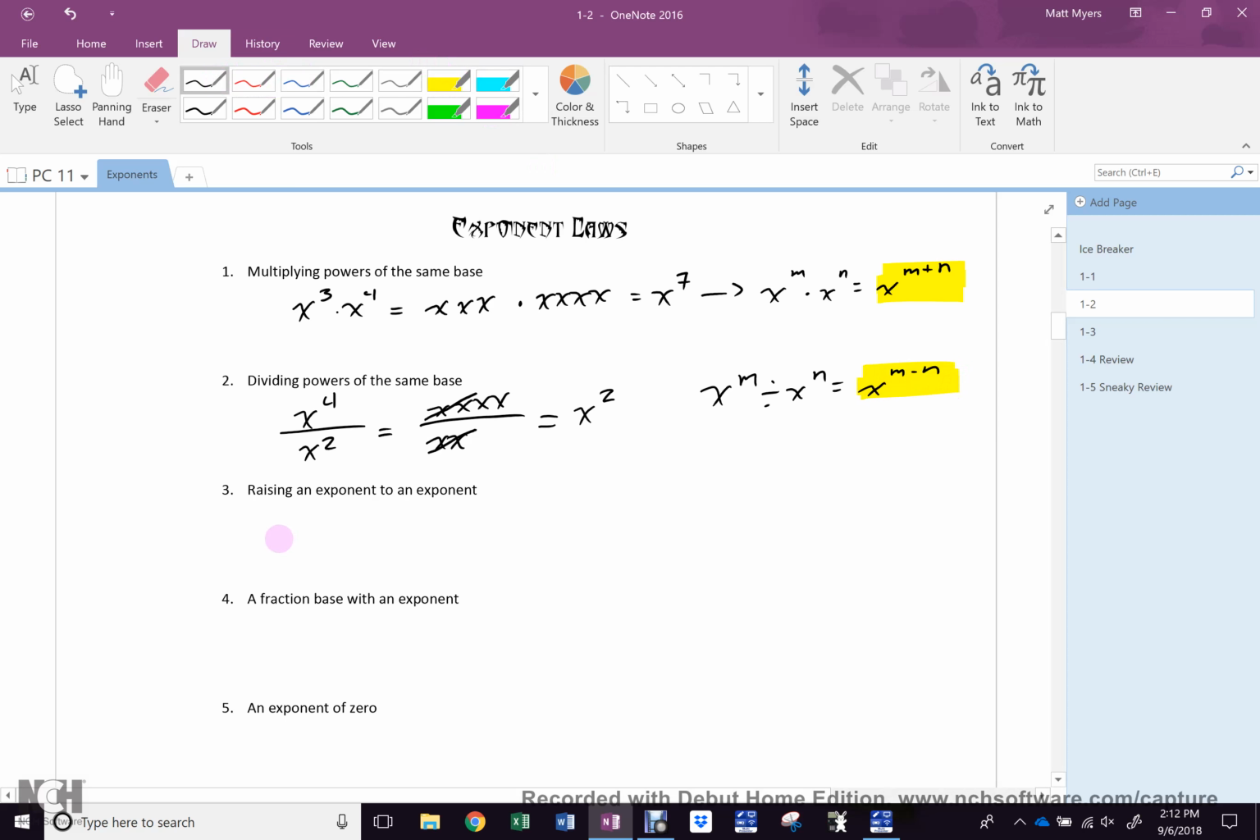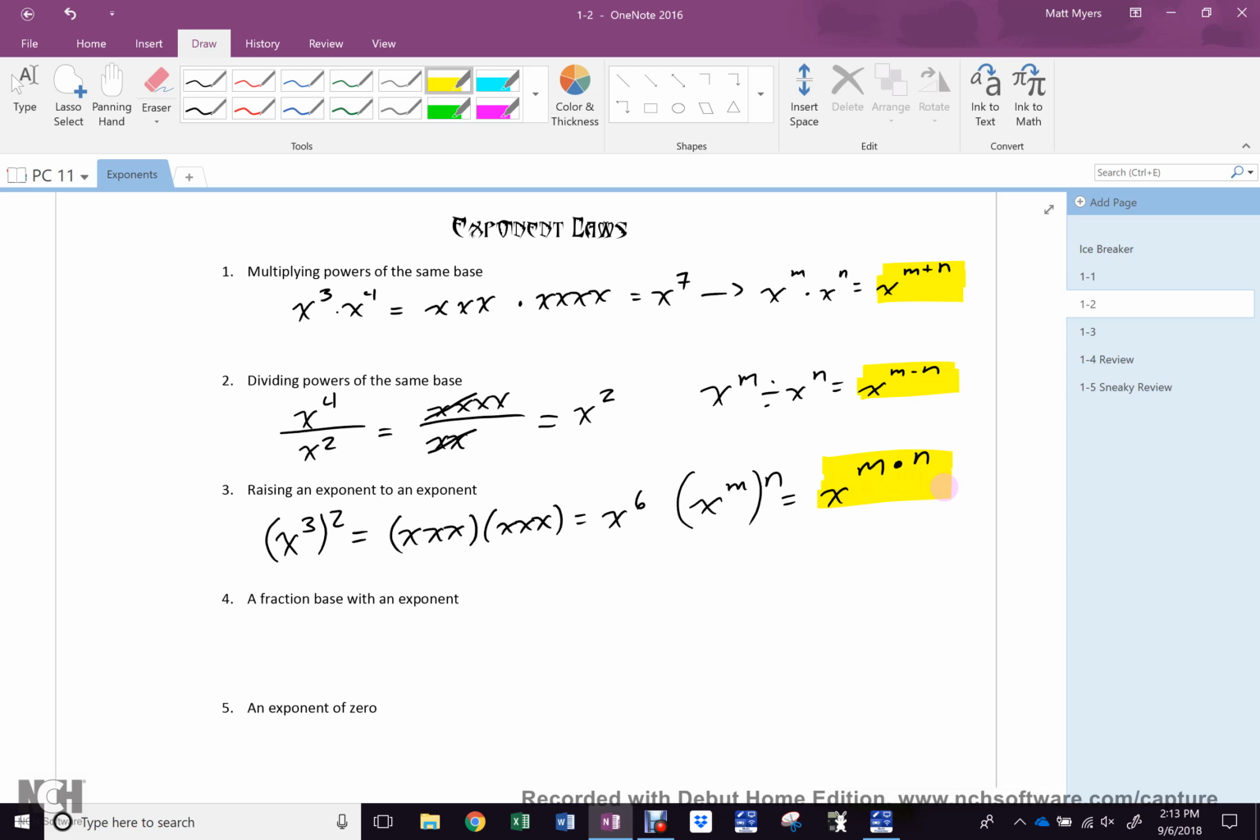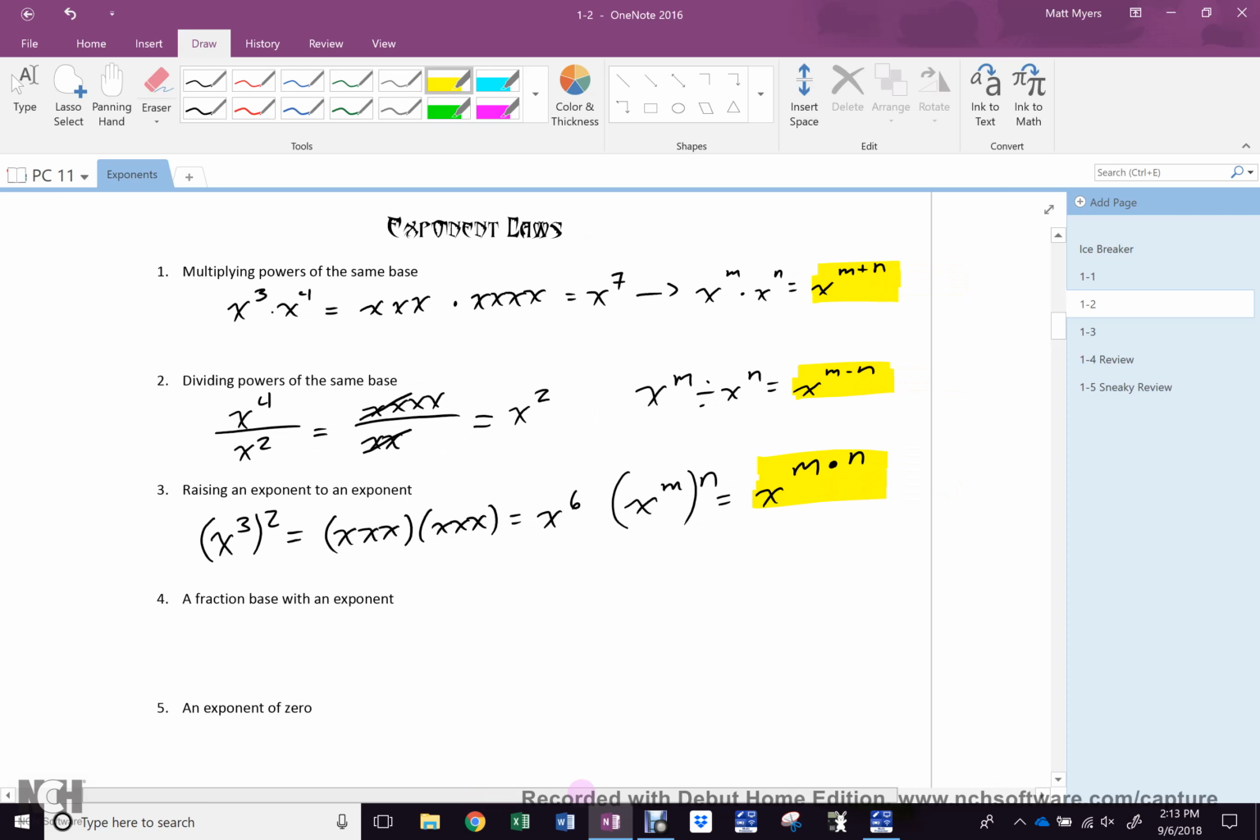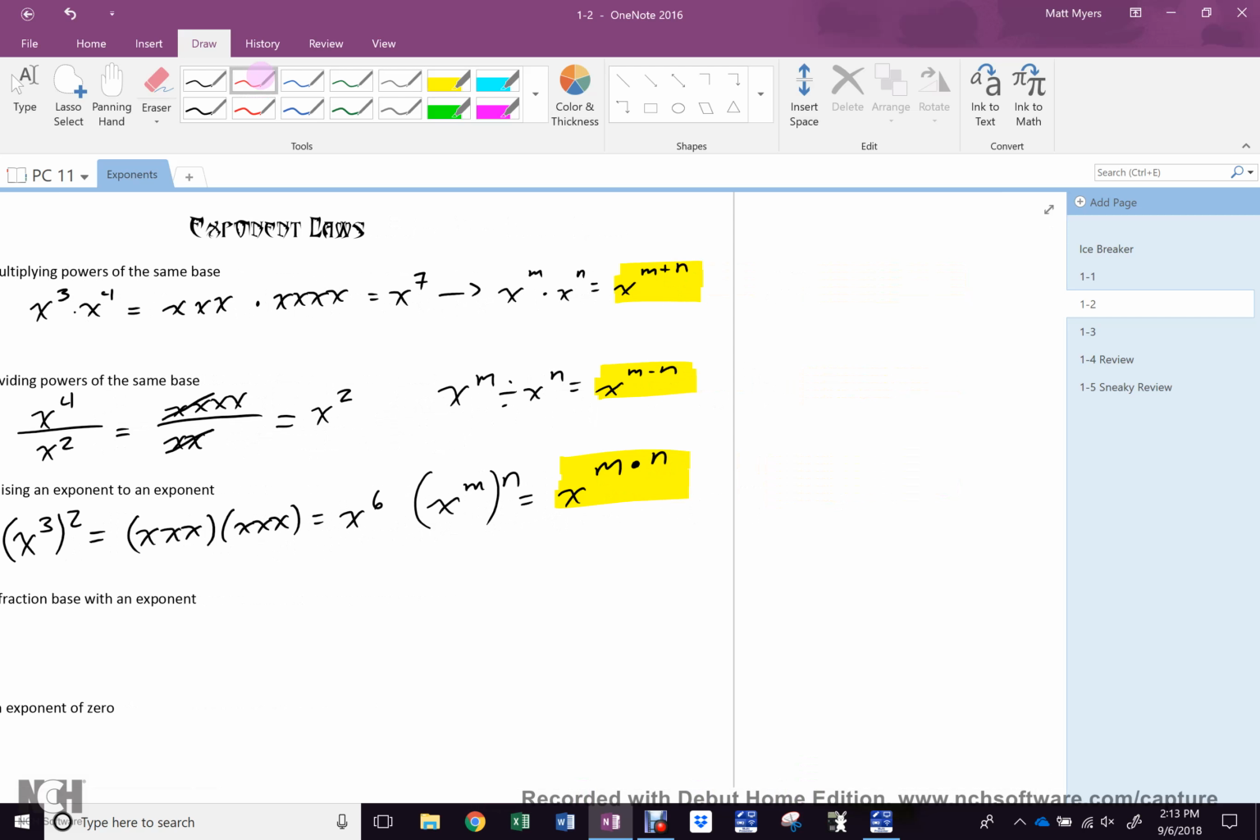The third one, x to the 3 squared. That is x, x, x, x to the 3 squared. So you write it twice, which is x to the 6th. X to the m to the n is x to the m times n. Now, everybody should be very comfortable with those 3. They shouldn't have even needed review. Is everybody good? All right, let's make sure. You don't need to write these down unless you want to.